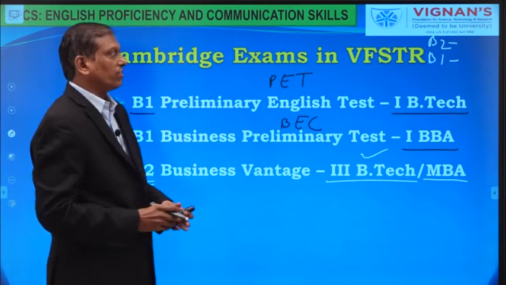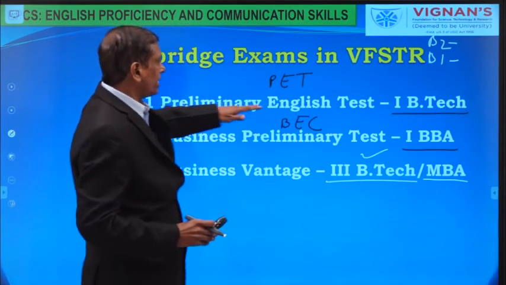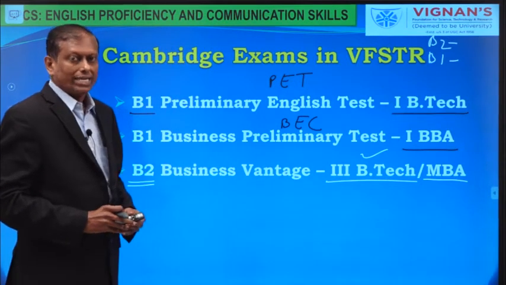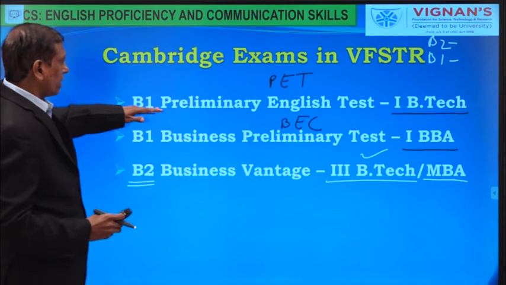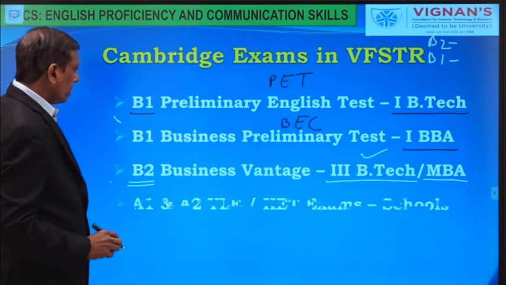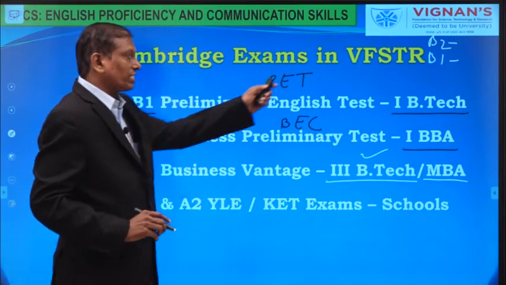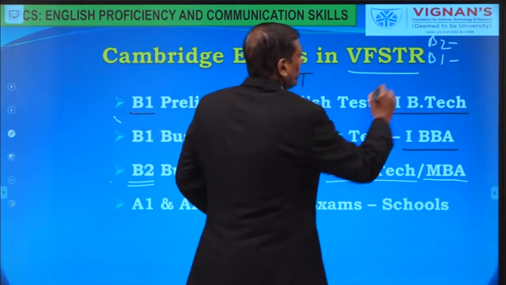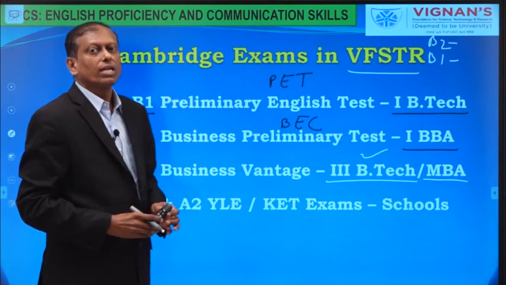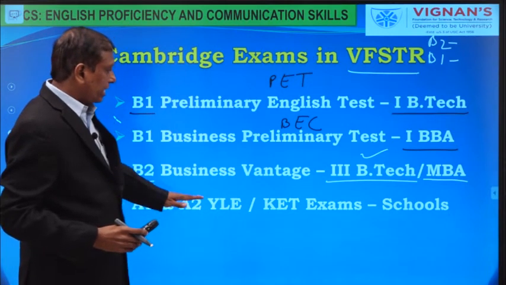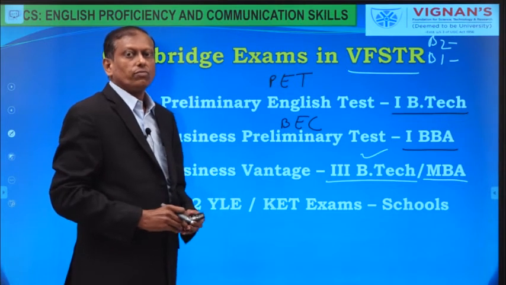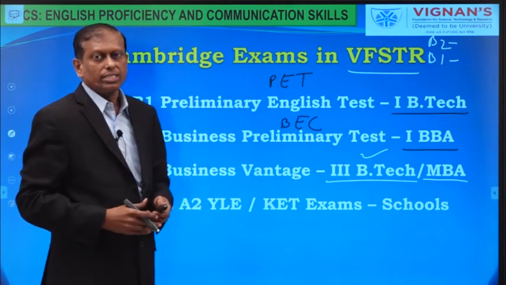year. So, in the first year, you are taking the Preliminary English Test, and in the third year, you are taking Business Vantage, and the first year test is at B1 level, and the third year test is at B2 level. And we are also giving the VFSTR. I told you that we are the authorized exam center for conducting Cambridge examinations, and we are conducting A1 and A2 level examinations even for the students of various schools in this state.